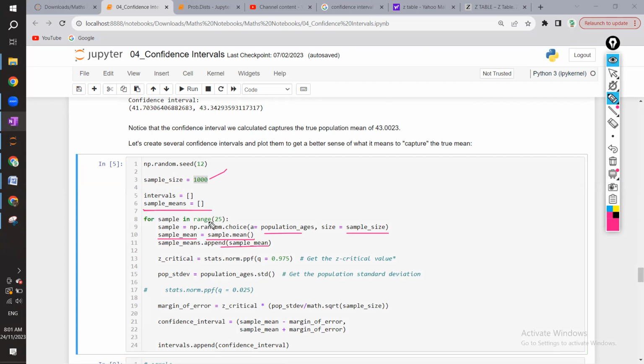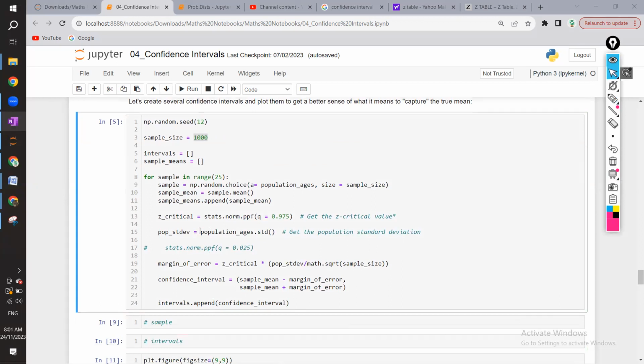Okay, so again come over here, take the second set, take the next set of 1,000 values, calculate its mean and append it, like this. Now this will have 25 values, 25 means.